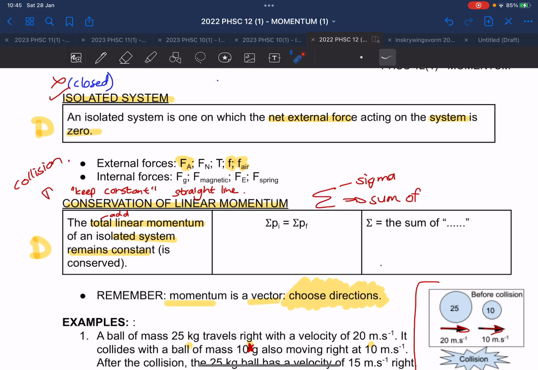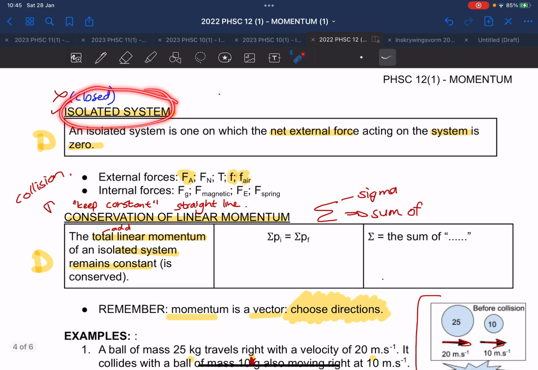Then we're going to look at the second last concept. First, we're going to look at an isolated system. In all the question papers and memos, they use the word closed. But please don't use the word closed. They don't want it anymore. They only want isolated. So if you see closed, don't use it. Isolated. What is an isolated system? An isolated system is one in which the net external force, so all the external forces added together on the system, is 0. So basically, it doesn't have an effect.